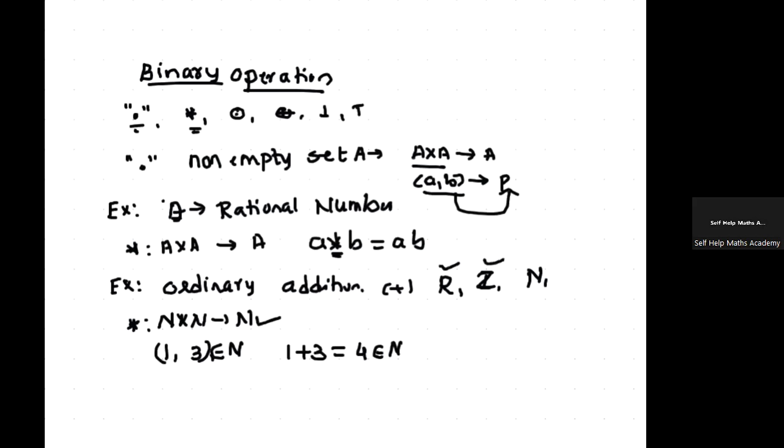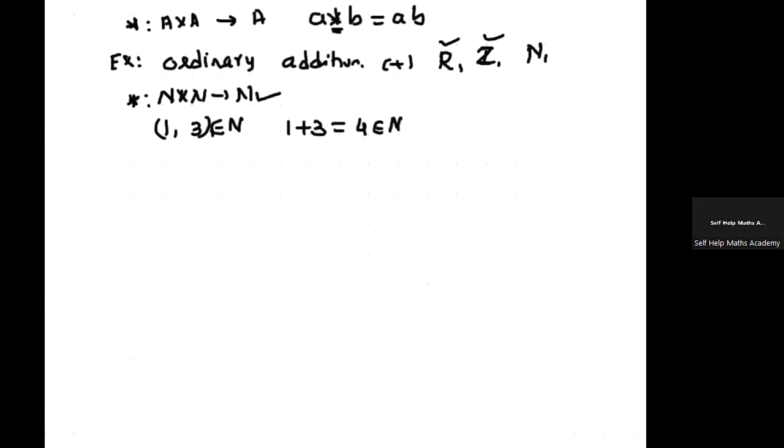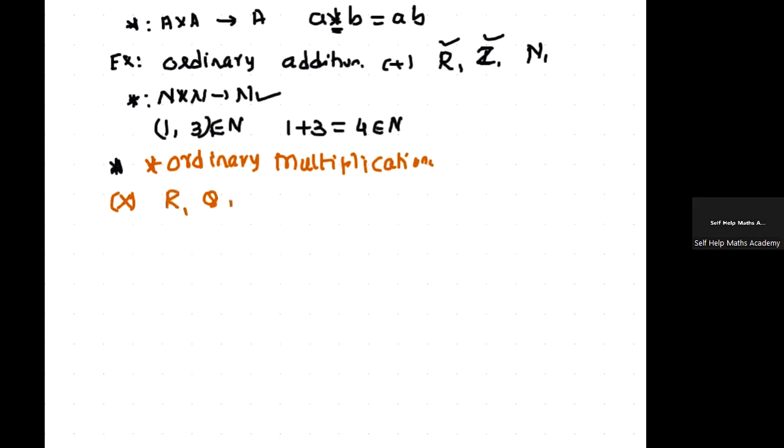Now let's see, similarly, how we talk about the ordinary multiplication. If I consider the ordinary multiplication, then this ordinary multiplication will become a binary operation on the set of real numbers, then on the set of rational numbers, and even the set of complex numbers, and the set of all integers, and the set of all natural numbers. So ordinary multiplication will become a binary operation on all these sets.